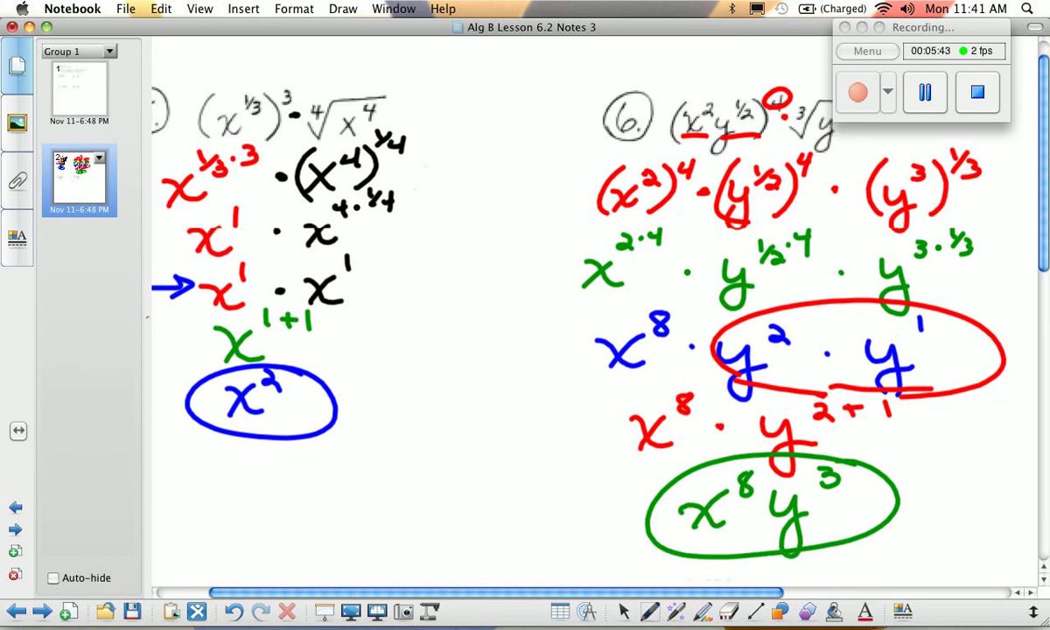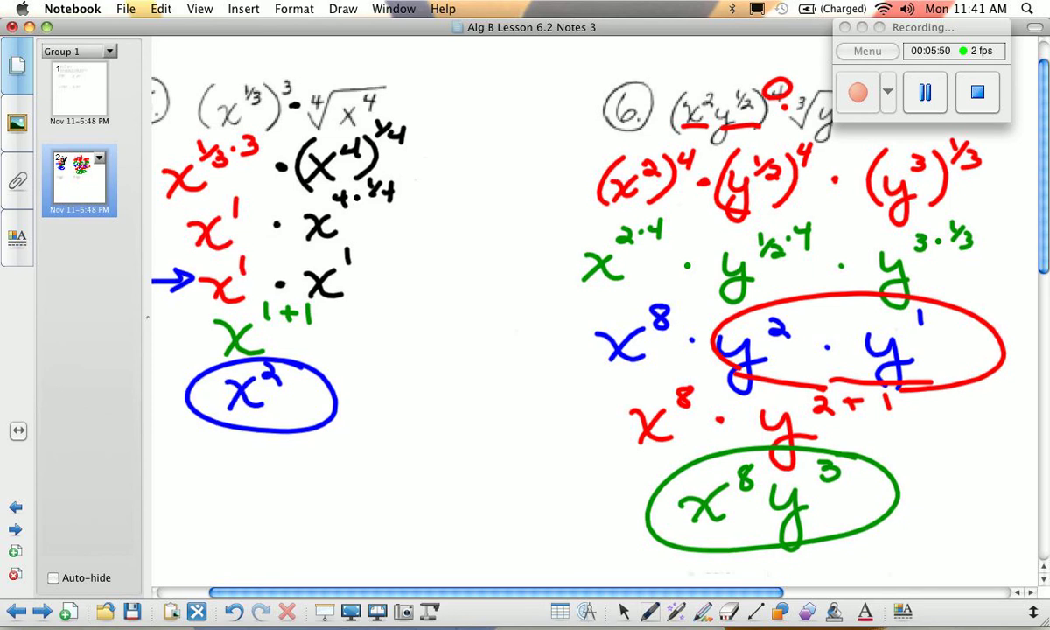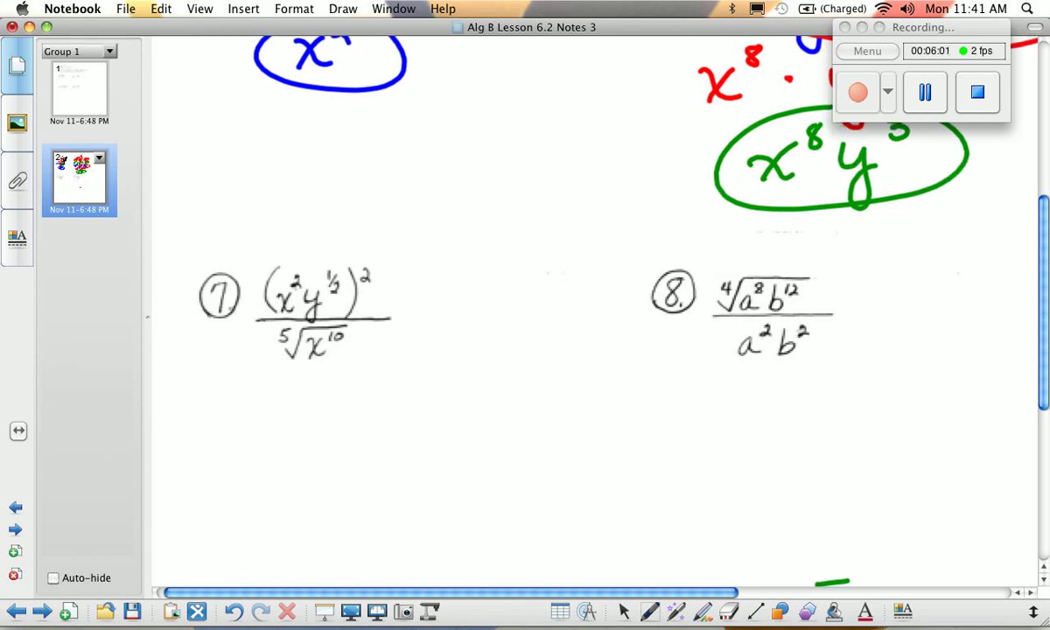Okay, anybody have any questions or concerns about either of these problems now before we move on and try our other two? Okay, because we're trying a little bit of every type of thing that we could see happen here. So in our next one, where we have a fraction going on, we're going to simplify the numerator first, then we're also going to simplify the denominator, and then we're going to worry about the fact that we have a division problem going on here, okay?